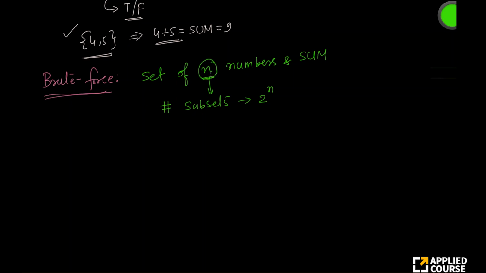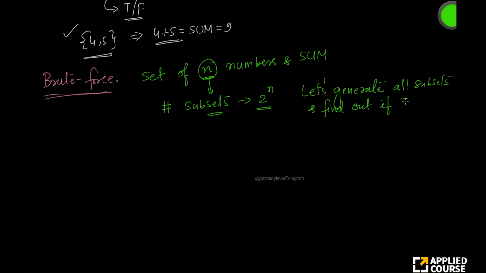Because given any element here, it can either be present or absent. If I'm constructing a subset using this set of n numbers, there are two possibilities: given a number, it can either be present or absent. So the total number of subsets for a set of n numbers is 2 power n. So the simple brute force solution is, let's generate all the subsets and explicitly find out if there exists a subset whose sum is equal to my variable sum.